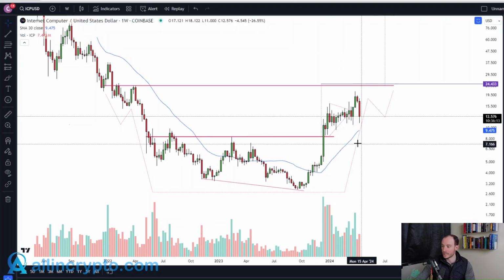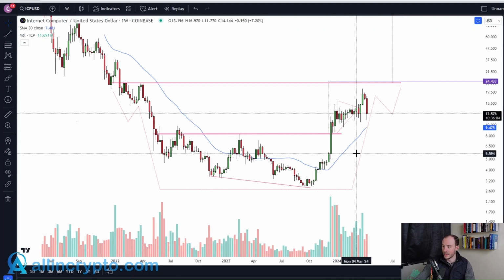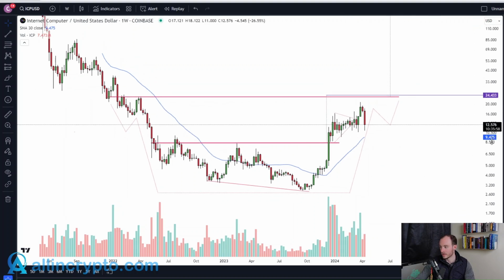If we look at something like ICP, this is probably one of the stronger charts that we're going to show you today. You can see that this is very much supporting and respecting the uptrend that it's now in. Had a bit of a pullback, found support. This is likely going to continue to march to our $24 target, which we weren't that far off the other day. We got to $21.